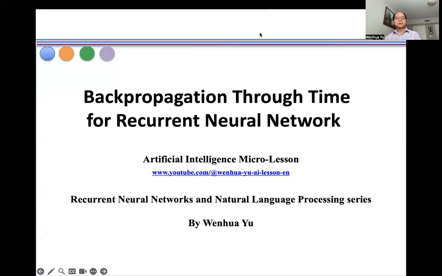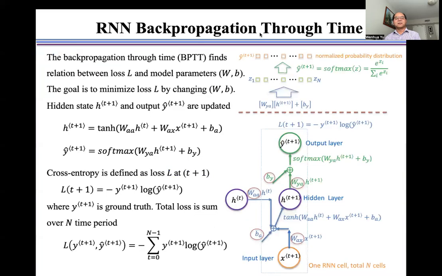In this video, I introduce backpropagation through time for recurrent neural networks. Backpropagation through time finds the relationship between the loss error and the model parameters W and B. The goal is to minimize the loss error by changing the model parameters W and B.